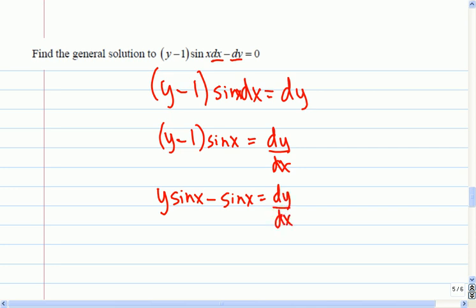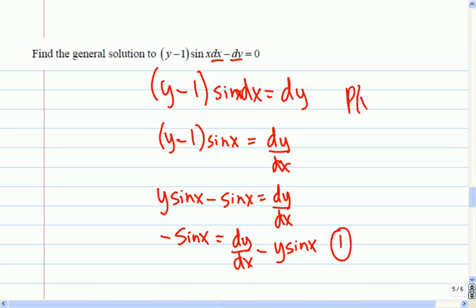And now at least I can see this can be separated into the standard form. So negative sine x equals dy by dx minus y sine x. And now I can see my pieces here. So this would be my standard form for number 1. That means that p of x is equal to negative sine x, and so is q of x. So here's my q of x here.